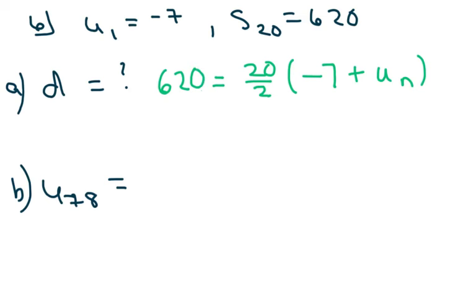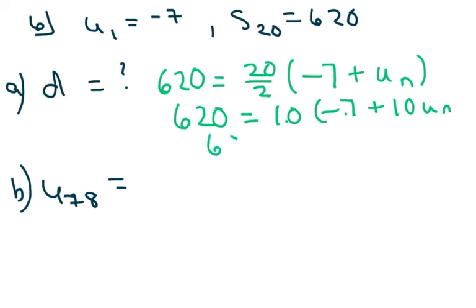I'm going to get 620 equals 10 times negative 7 plus 10 times a sub n. So this is negative 70. If I add 70, I get 690 equals 10 a sub n. So my last term would be 69. I'll divide both sides by 10 here.